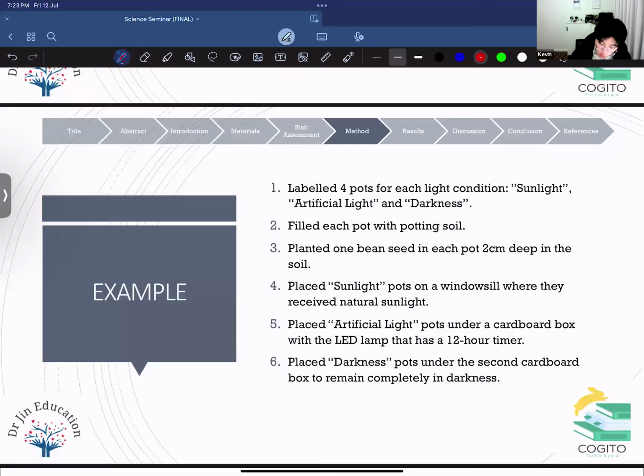You labeled 4 pots for each light condition: sunlight, artificial light, and darkness. You filled each pot with potting soil. You planted 1 bean seed in each pot 2 centimeters deep in the soil. You placed sunlight pots on the windowsill where they received natural sunlight. You placed artificial light pots under a cardboard box with the LED lamp that has a 12-hour timer. So this lamp will turn on every 12 hours to provide light. Place the darkness pots under the second cardboard box to remain completely in darkness.